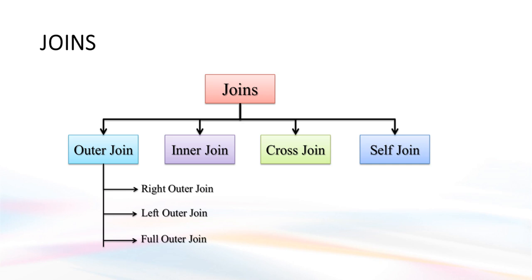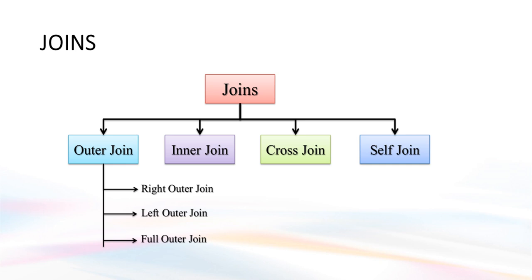This is just like a minus operator. When I say A minus B, what happens? It will return the records which are there in table A but not there in table B. Similarly, right outer join will get the records from the right table which are not there in the left table, and left outer join will get the records from the left table which are not there in the right table. Basically this is a minus operator.